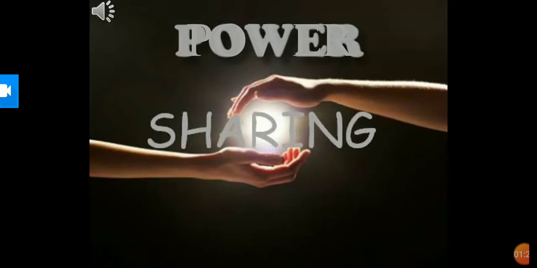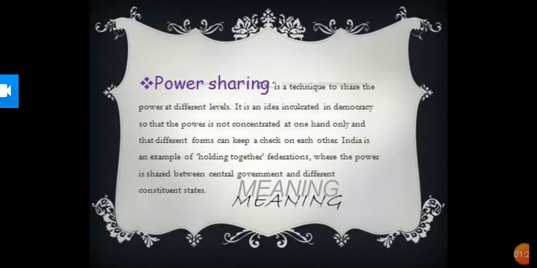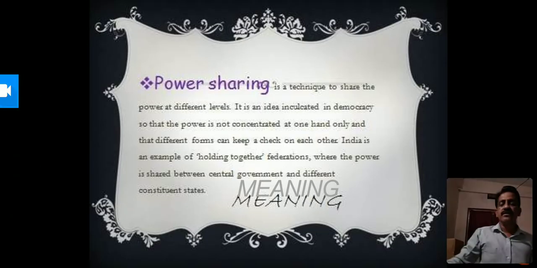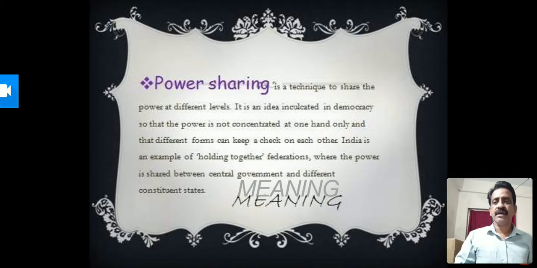So what is power sharing? Power sharing is a technique to share the power at different levels. It is an idea inculcated in democracy so that the power is not concentrated in one hand only and that different forms can keep a check on each other. I repeat, it is a technique to share the power at different levels.